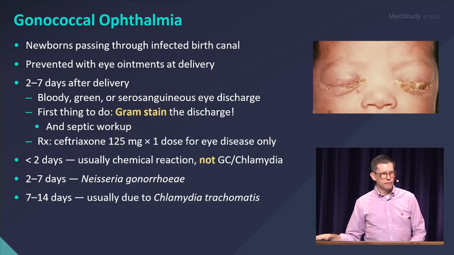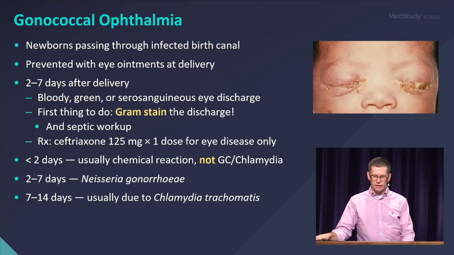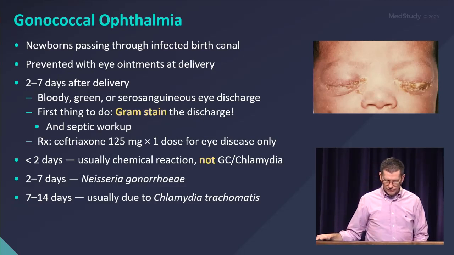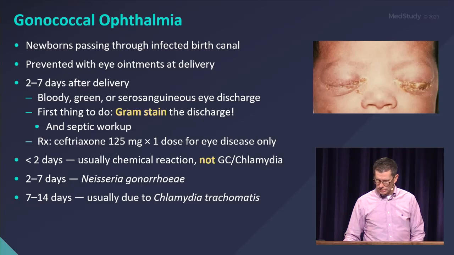You always want to do a gram stain of the eyes because if it's positive for gram-negative diplococci, you want to do a septic evaluation, including an LP. As a reminder, for eye discharge less than 2 days, it's usually a chemical reaction, 2 to 7 days, Neisseria. And then after the first week of life, you usually think chlamydia trachomatis.